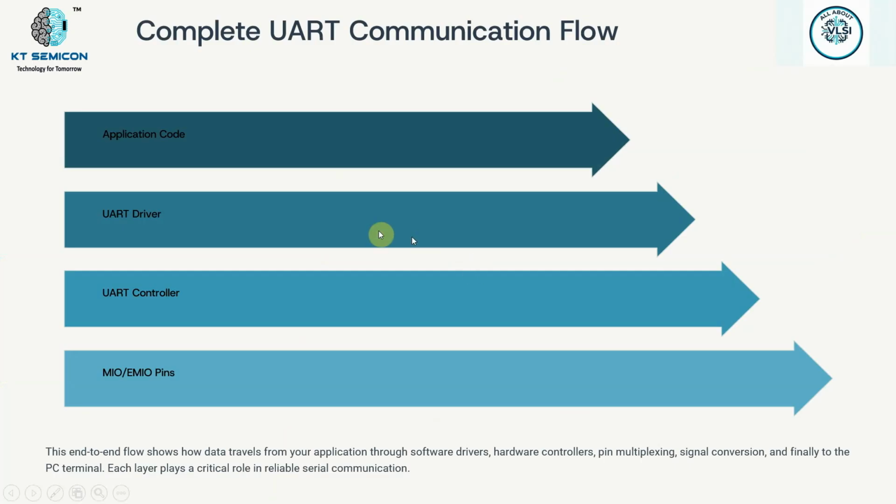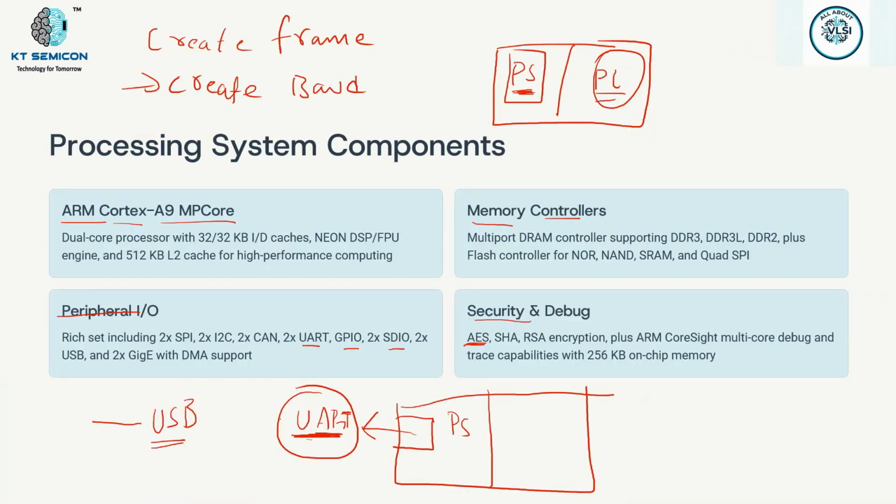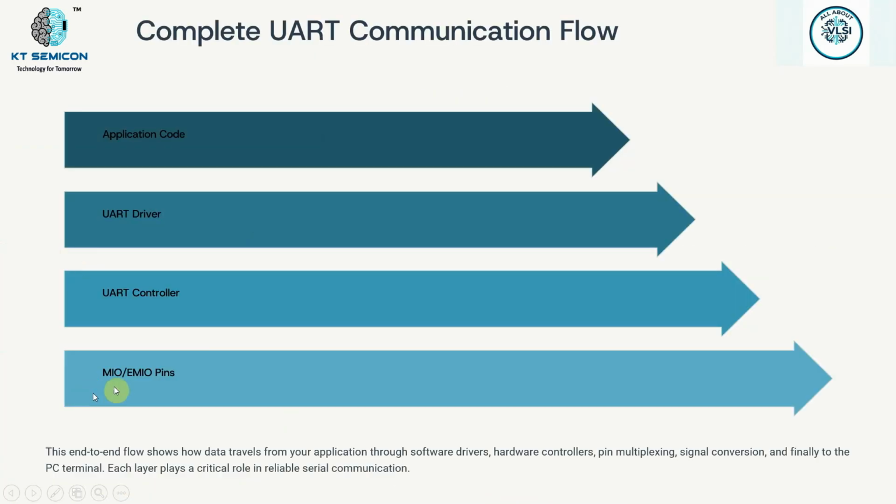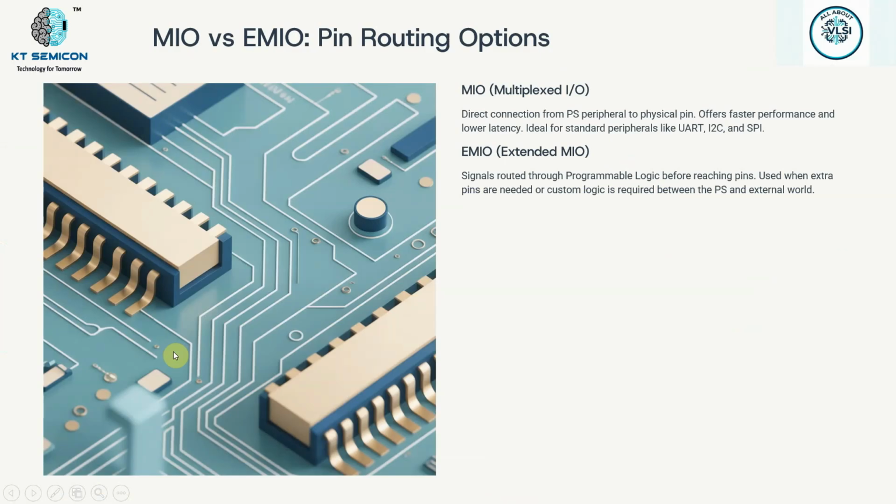So this is the flowchart. The application code will be present, and in that we develop a driver, and the driver controls your UART controller. Now, if the UART controller needs to communicate with the outside chip environment, we have something known as MIO, or EMIO, which the controller is going to use. What is MIO? It is a direct connection from the PS peripheral to the physical pin, and it offers faster communication and lower latency.